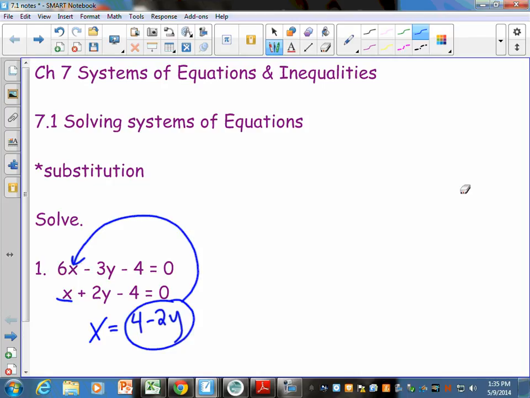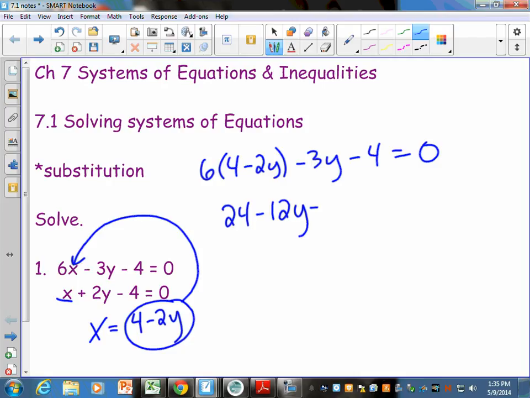So, like all these AP tests, I can just do substitution and get 6 times (4 minus 2y) minus 3y minus 4 equals 0. And now I can solve that equation because it's all in y's. So I'm just going to distribute. And don't make any silly algebra mistakes.